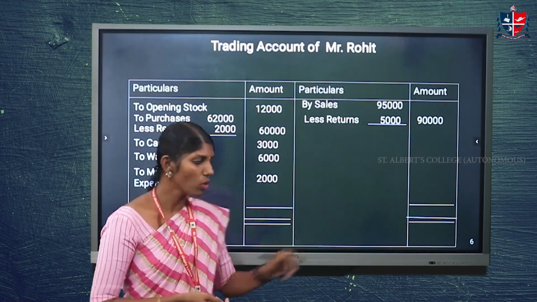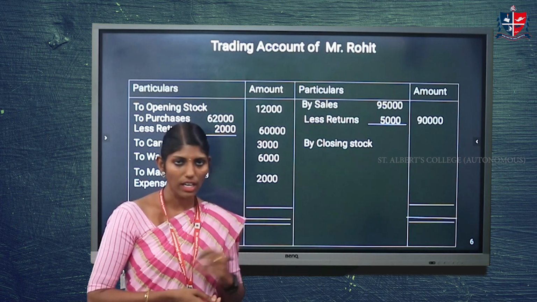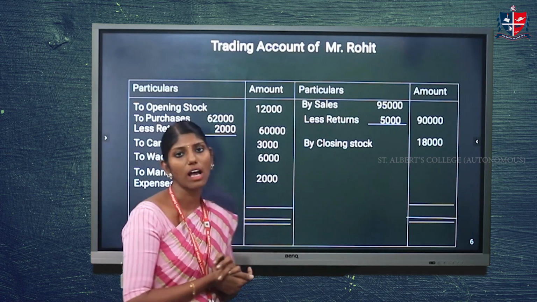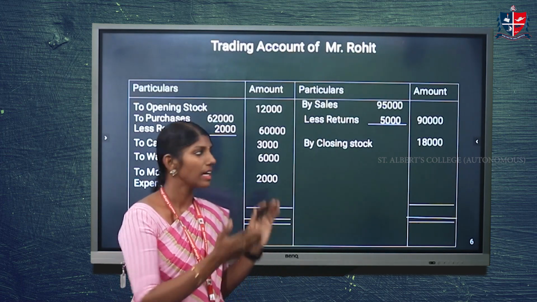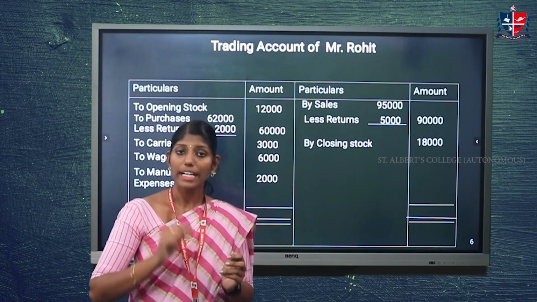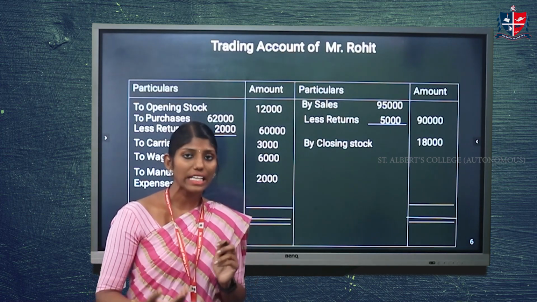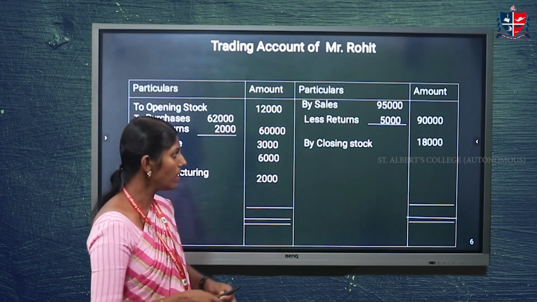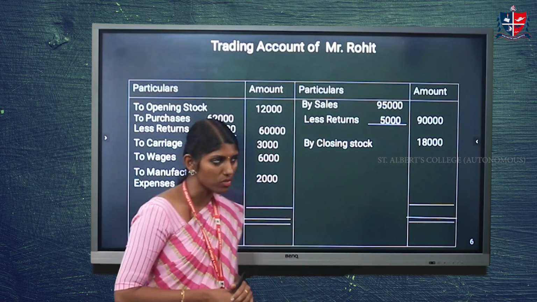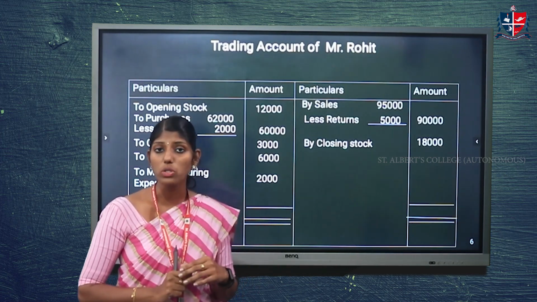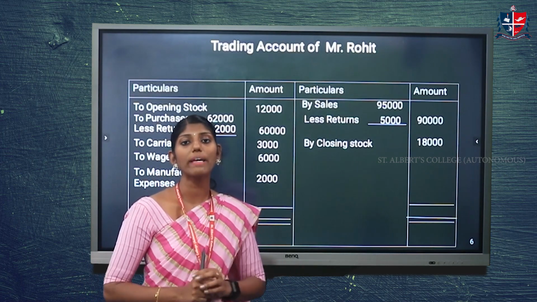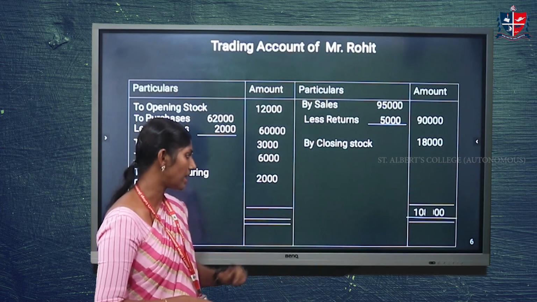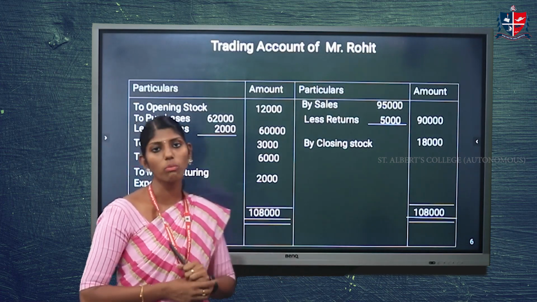Next item is closing stock. By closing stock we have written and the amount is 18,000. Now all the items have been entered on both sides, in the debit side as well as in the credit side. Next step is to make the total, or we have to find out the total amounts. So the highest total, here 90,000 plus 18,000, this is the highest total. This amounts to 1,08,000. That should be entered on both sides, that is in the credit side as well as in the debit side. Okay, this is written on both the sides.